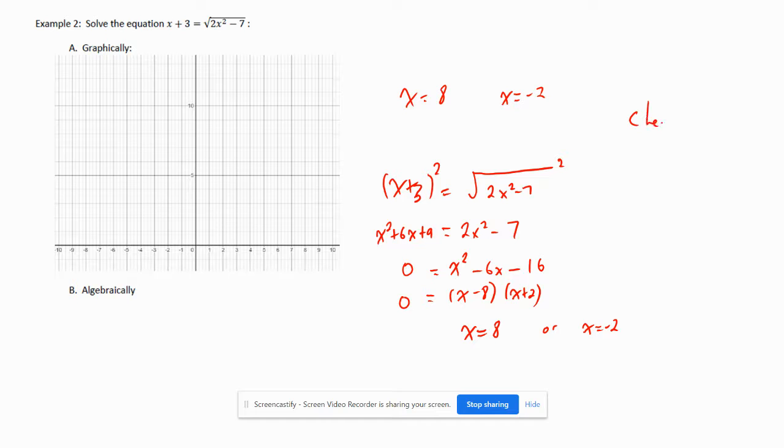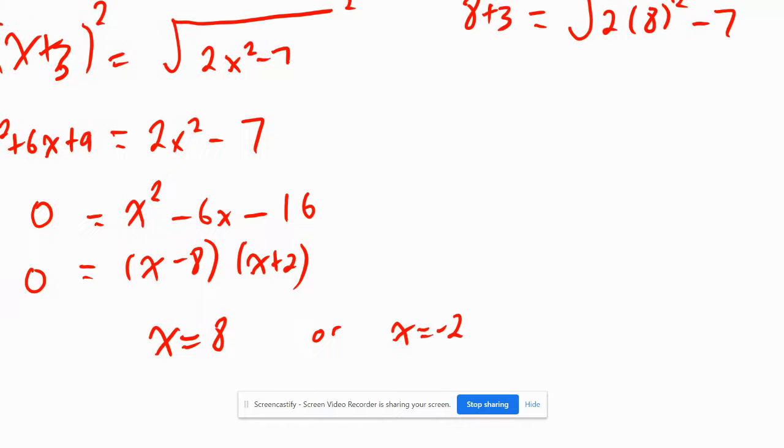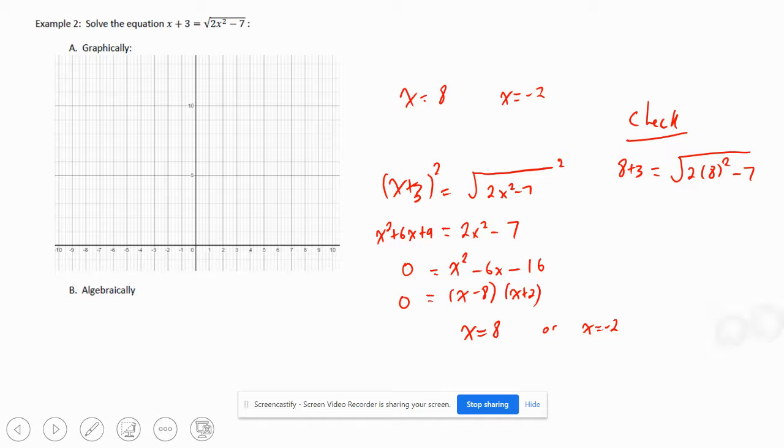Now, for our check, which we need to do for these questions over here, let's check 8. So we have 8 plus 3 equals the square root of 2 times 8 squared minus 7. 8 plus 3 is 11. 2 times 8 squared is 128 minus 7 is 121. Square root of 121, 11 does indeed equal 11. So we know this is a solution here.